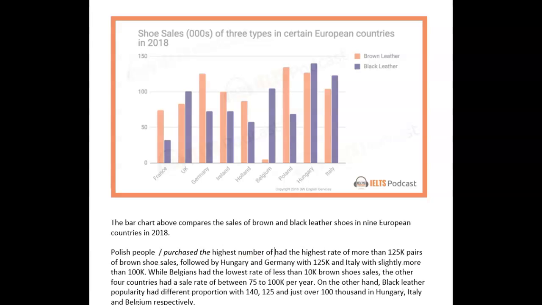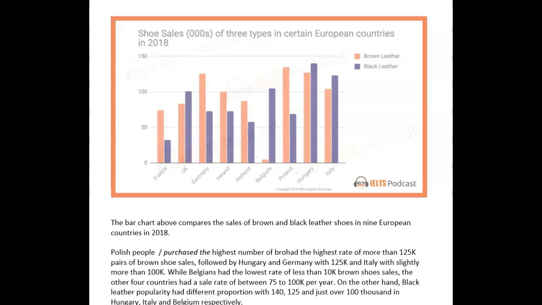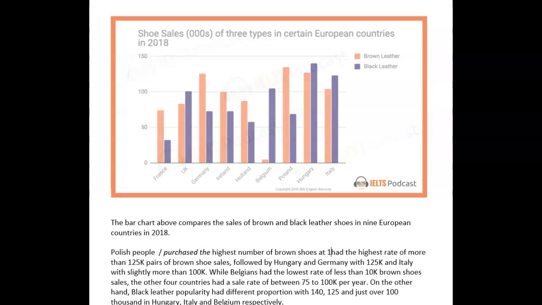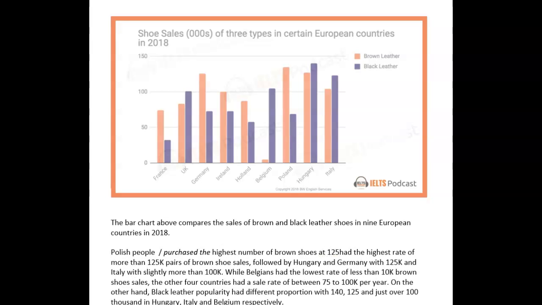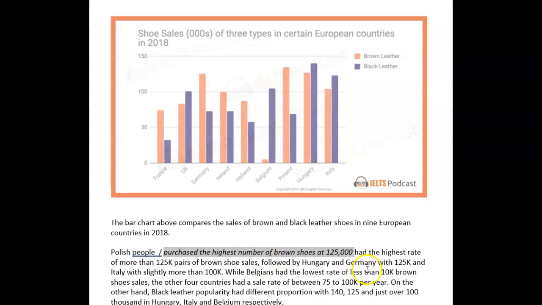Of brown shoes. You don't need to necessarily give me the detail on the numbers here. You can, but it doesn't matter. Now, 125,000, it's not necessarily money. So, yes, you put K all the time, but I think you need to actually write the numbers, I'm afraid. So, followed by Hungary and Germany. Okay, well, Belgium had a low of less than 10. Other 4 countries had a sale.